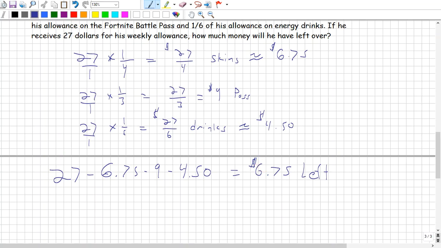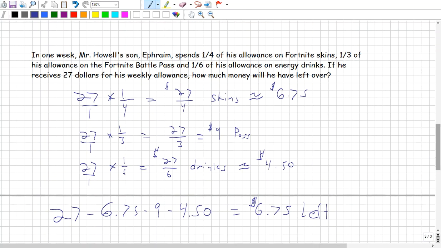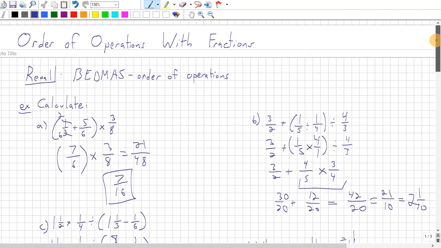Okay, so kind of an involved question where we had to start with amount of money, multiply by fractions each time, and then subtract. So it's a word problem where you have to kind of come up with the equations yourself and come up with some kind of a final answer. Hopefully that makes sense for that lesson. Let me know if you have any questions.